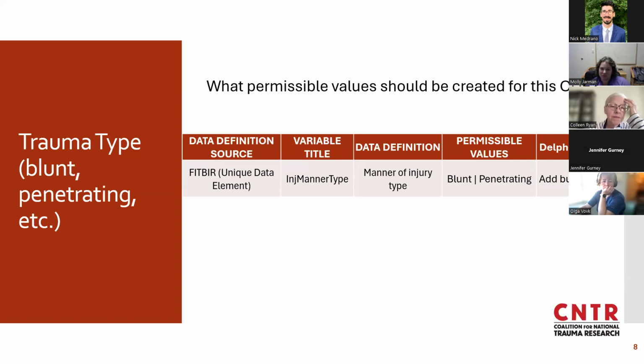So for the moment, our recommendation is blunt, penetrating, burn, blast. Keeping the other, add an other, would that provide value? This is where it gets messy. I think we have to have an other, because there are weird things that can make it into the data set that aren't penetrating, blunt, burn, or blast, and it's better to have a catch-all than to leave people in a position where they skip the question and we don't know if it was truly unknown or just doesn't fit.